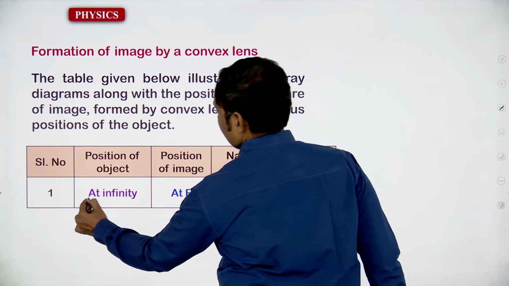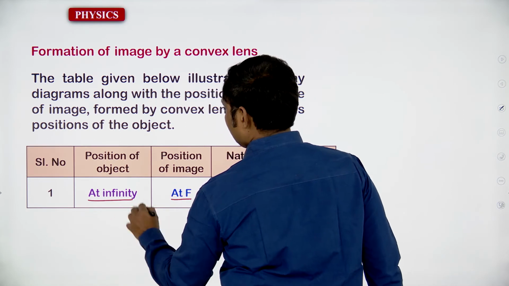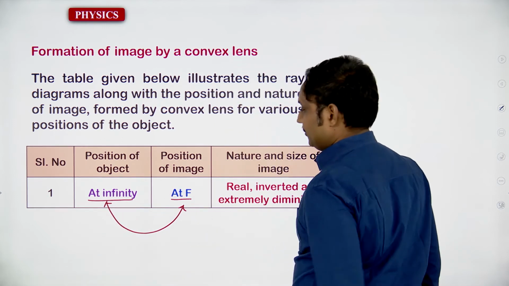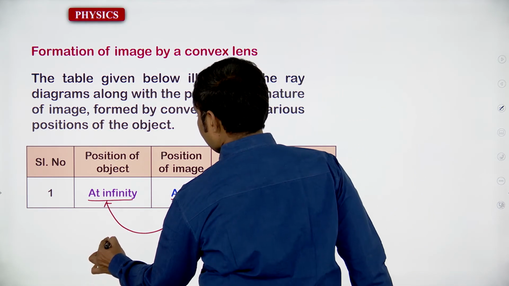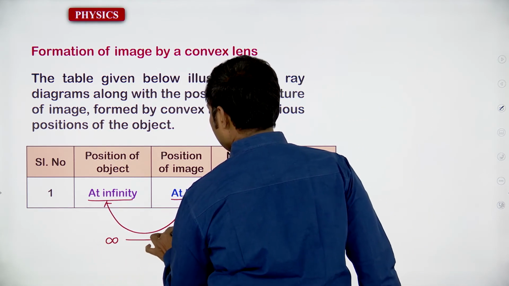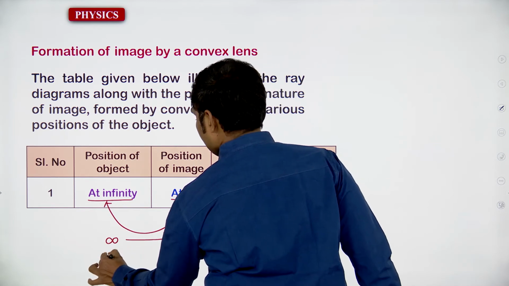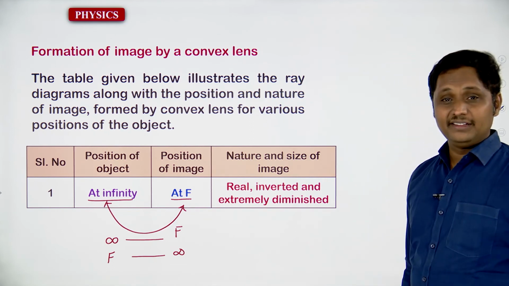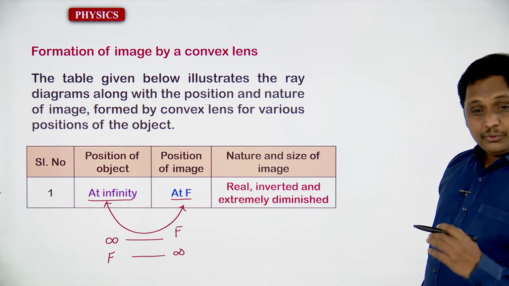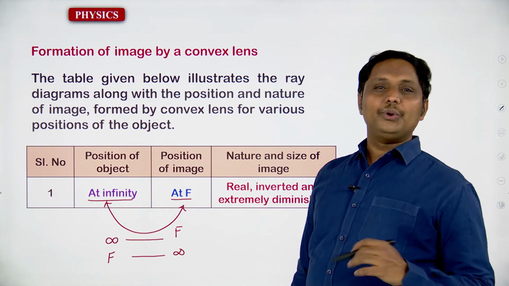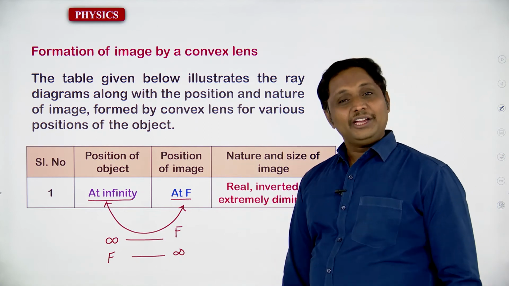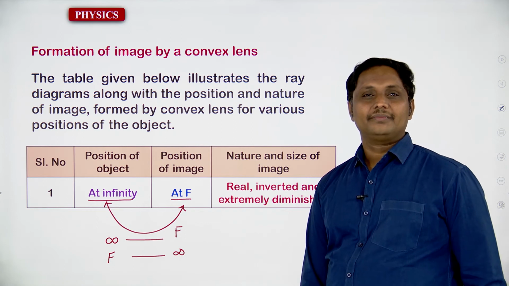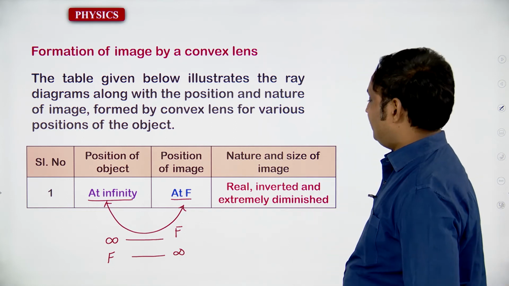The position of the object is at infinity. These are interchangeable. If the position of the object is at infinity, the image is at F. If the object is at F, the image is formed at infinity. You have to confirm this. This is very easy to get. Equal and same size is also identified. That is very important.